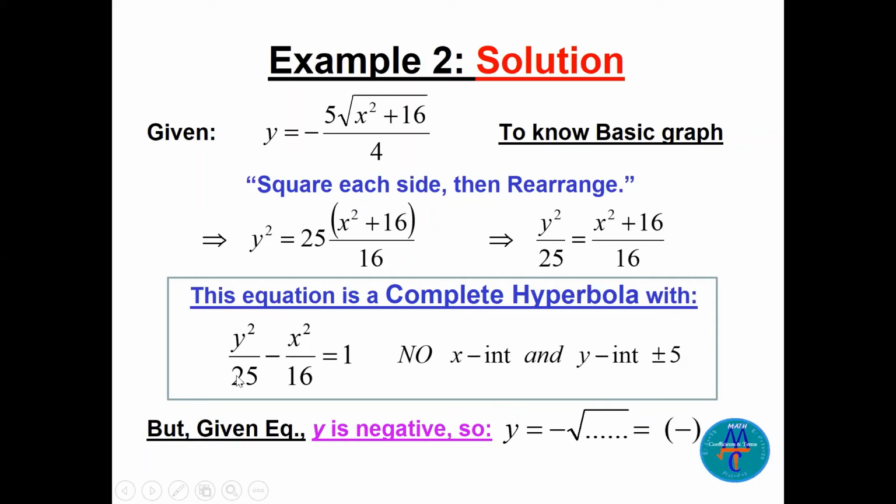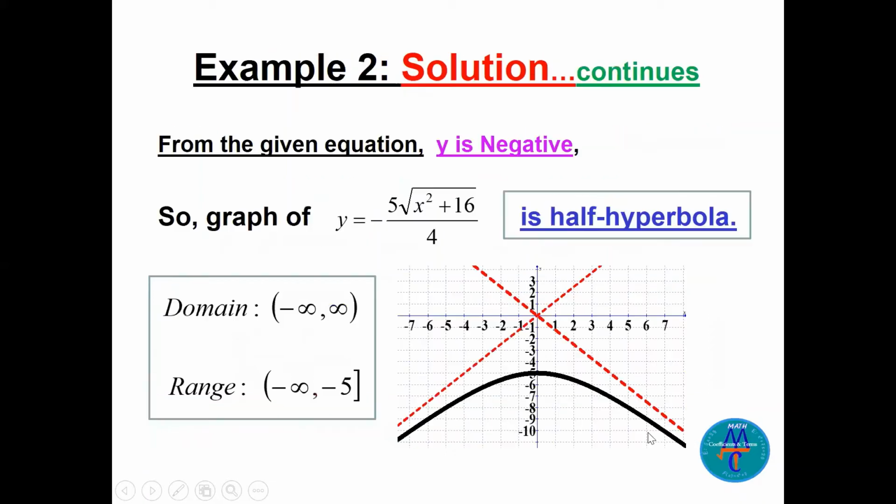This one here is a complete hyperbola. But what do we have here? y equals minus, and all this is positive. So y is negative. So what can we do? We draw half of the hyperbola where the y is negative. Now the domain is all real numbers, and the range is only from minus infinity until minus 5, closed. So this graph is half a hyperbola.